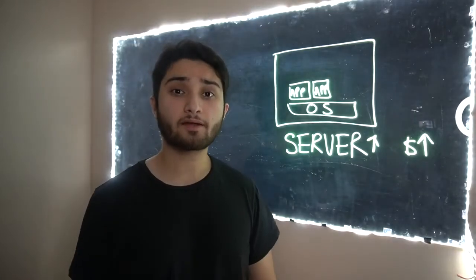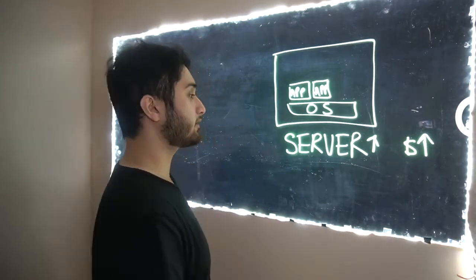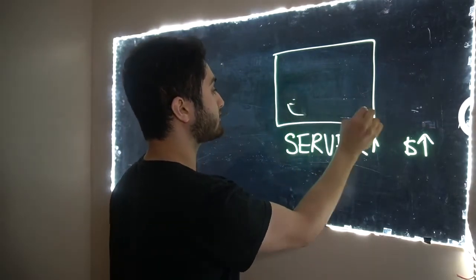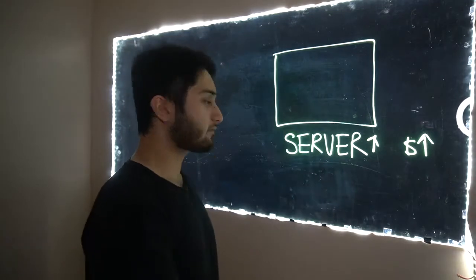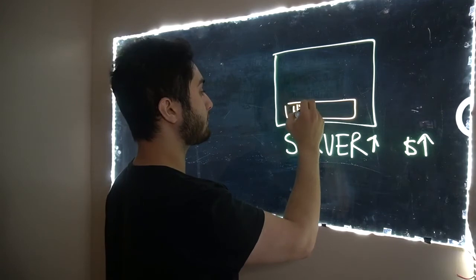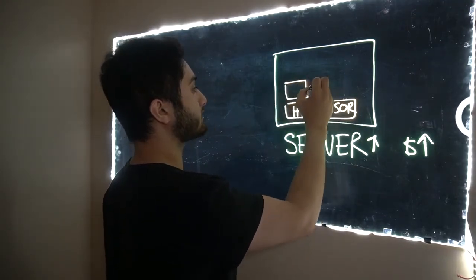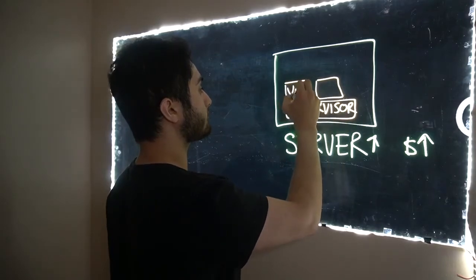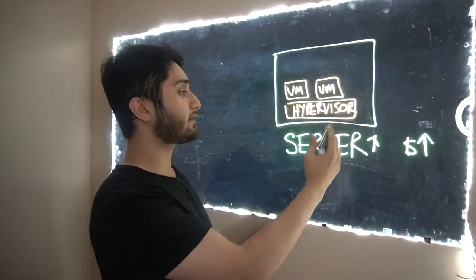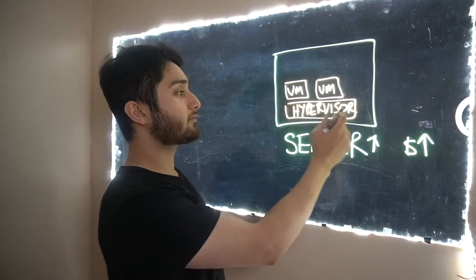Now, in order to better use our resources, as well as isolate these applications further, we came up with this sort of approach called a hypervisor and virtual machine approach. So now instead of just running an operating system, the server runs something called a hypervisor. And a hypervisor lets us run virtual machines.